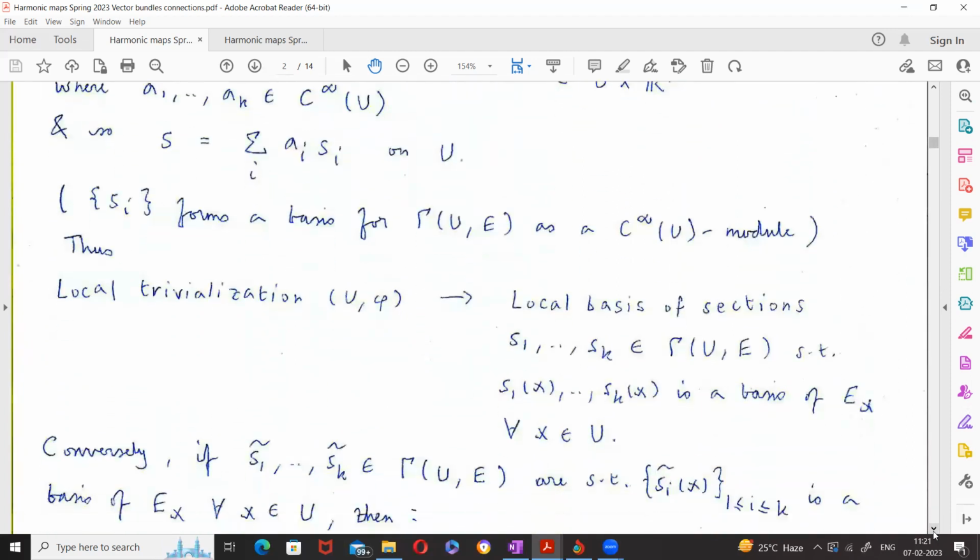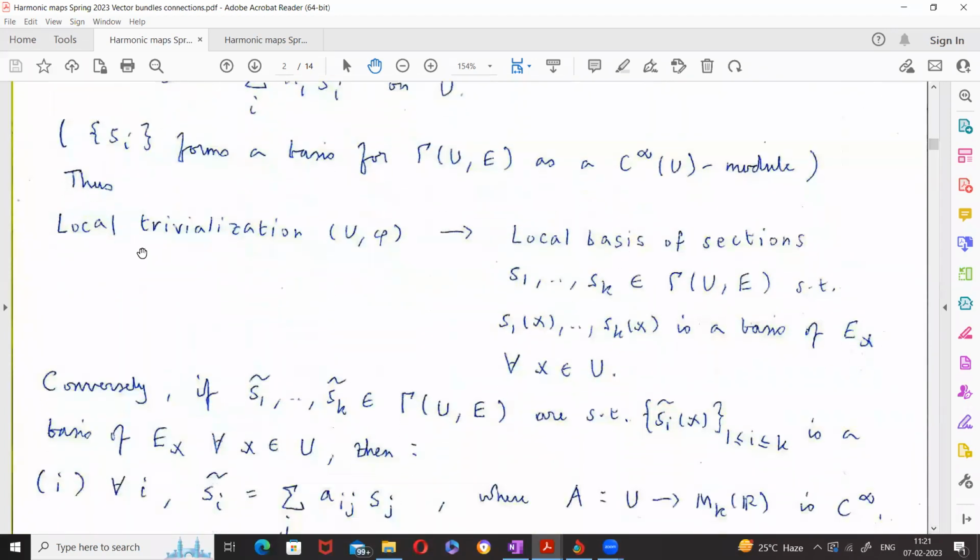Okay. So any local trivialization of the vector bundle gives a local basis of sections S1 to SK such that at each point X in U, S1(X) up to SK(X) is a basis of E_X. Now, actually, there is a one-to-one correspondence between local trivializations and local bases of sections. So how do we see this?